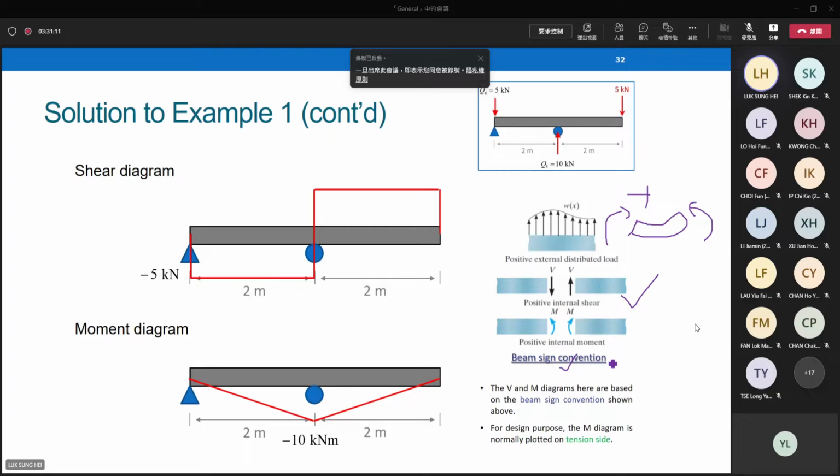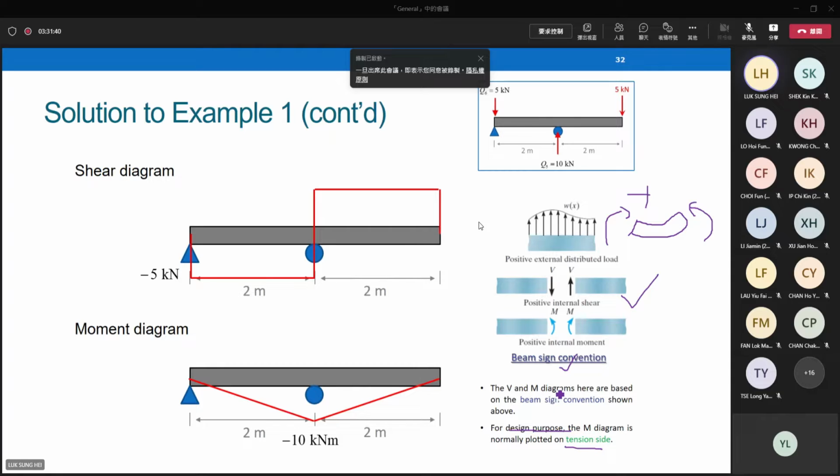But when you learn how to draw the moment diagram in the design module, we normally draw on the tension side, not the compression side, because it helps you define the reinforcement detailing. For an RC beam, we draw the moment diagram on the tension side. In this module, I have set both methods. For design purposes, we draw the moment diagram on the tension side because we put reinforcement on the tension side only.